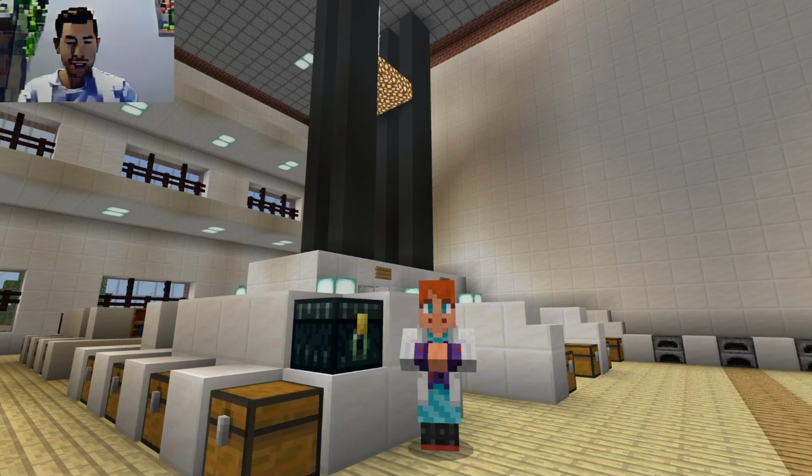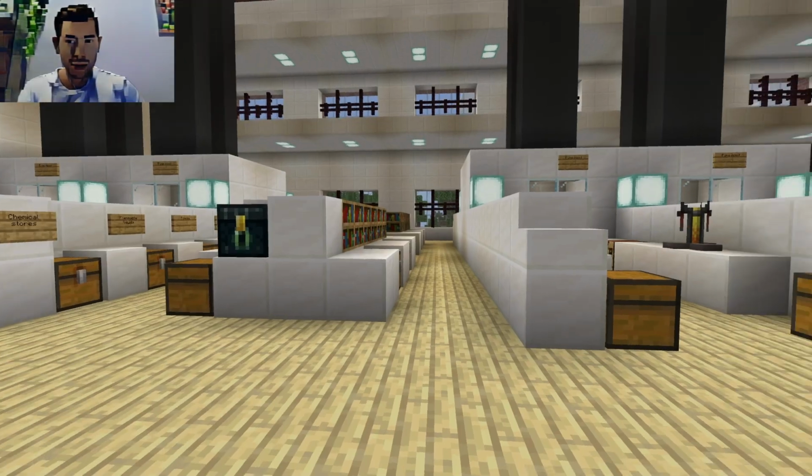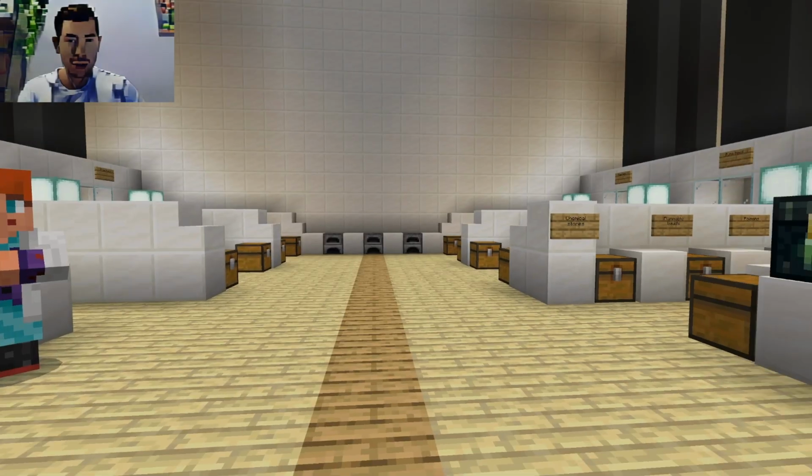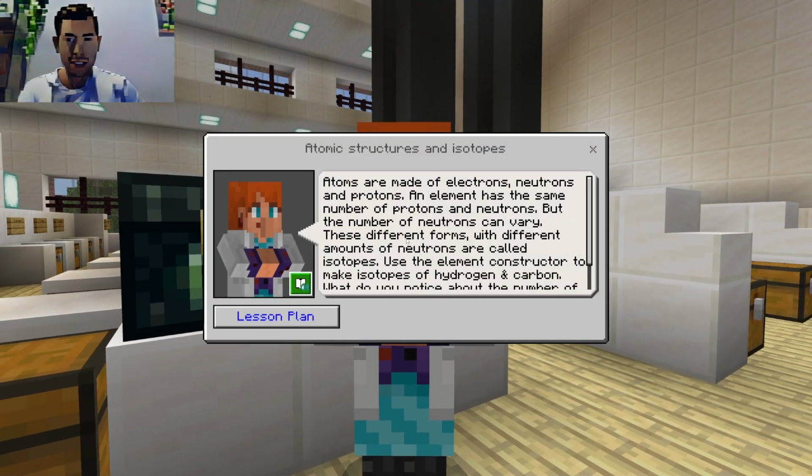And let's begin. Right now we are at some chemistry lab here, and let's learn about atomic structures. Atoms are made of electrons, neutrons, and protons. An element has the same number of protons and neutrons, but the number of neutrons can vary. These different forms with different amounts of neutrons are called isotopes.